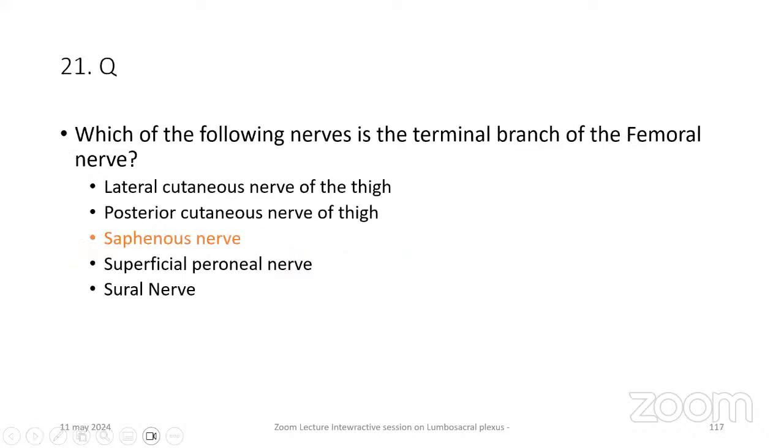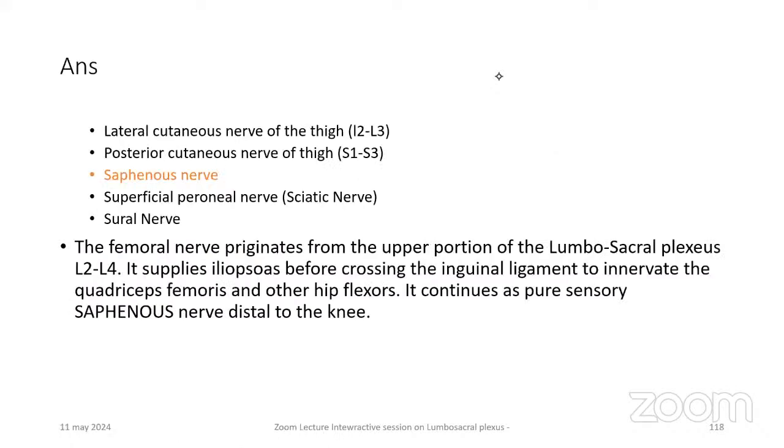Okay, so which are the following? I think I have given the answer. The terminal branch of the femoral nerve, I think you all know, is the saphenous nerve, right? The femoral nerve originates from the upper portion of the lumbosacral plexus. It supplies the iliopsoas before crossing the inguinal ligament to innervate the quadriceps femoris and other flexors. It gives a pure sensory saphenous nerve distal to the knee.